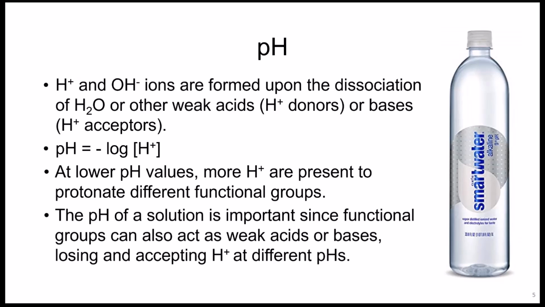And remember the relationship that pH is equal to the negative logarithmic value of the concentration of protons. So if there are lots of protons or a large concentration of H+, you will have a lower pH. So at lower pH values, we have more protons that can actually protonate or join with functional groups in order to form groups such as that NH3+.